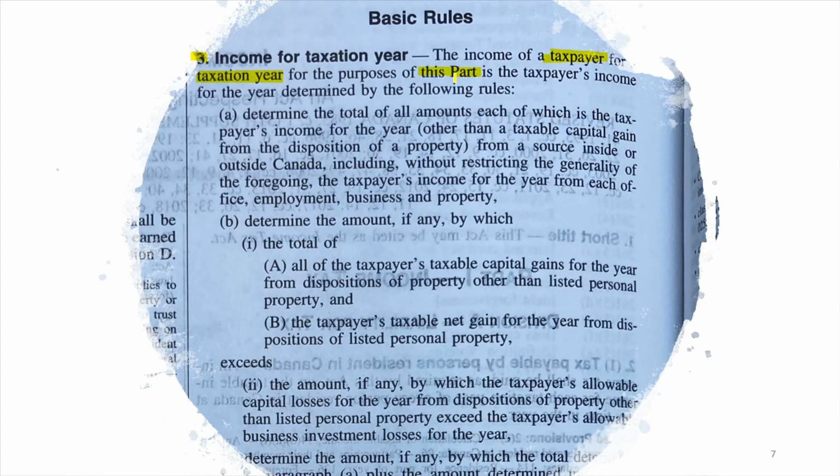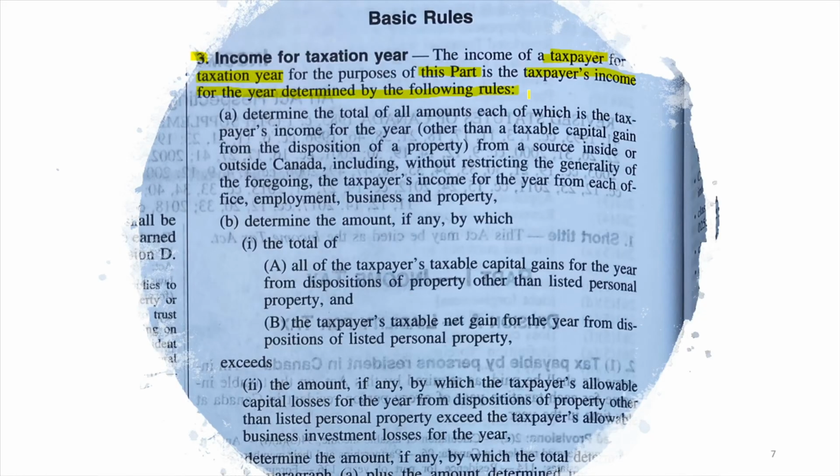Back to the legislation. Is the taxpayer's income for the year determined by the following rules? In other words, we're going to determine what the taxpayer's income is by applying the following rules. So let's read what those following rules are. We start off with where I wanted you to go, paragraph 3A. And paragraph 3A says, determine the total of all amounts, each of which is the taxpayer's income for the year.